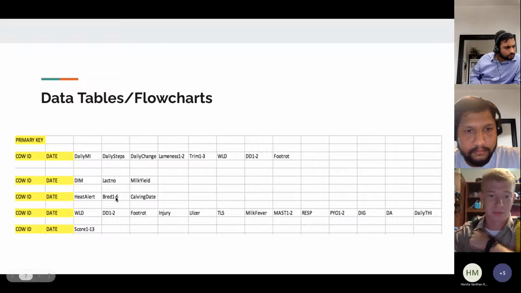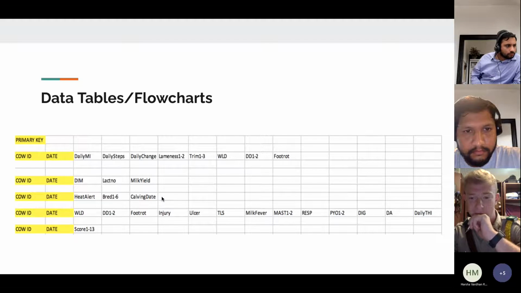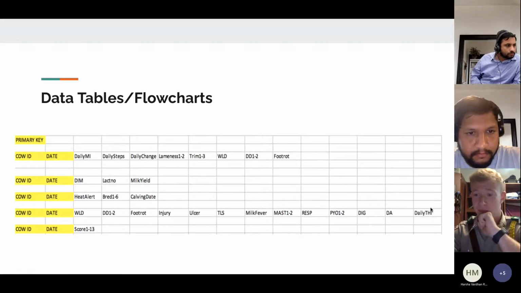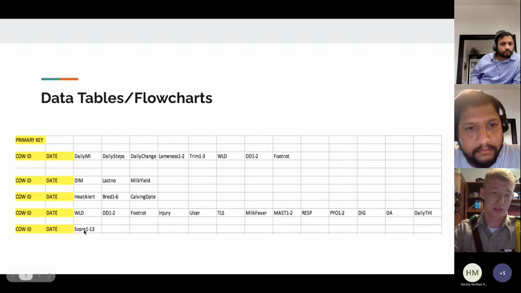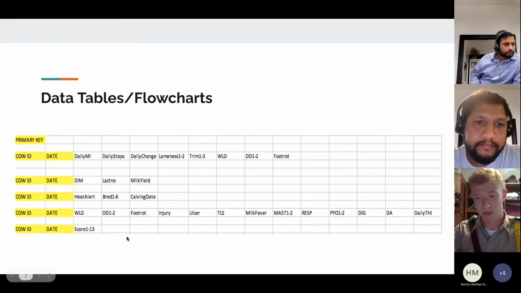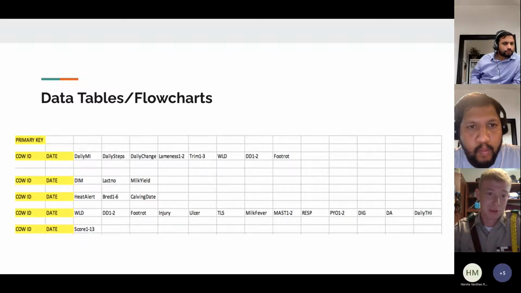Our heat alert, bred 1 through 6, calving date, all of our reproductive details are on there. You could also throw pyometra on there if you really wanted to, but that's more of a disease, so we opted to put it under our disease table. We also included the daily temperature heat index just because that has such a huge impact on overall health and disease. And then we put all of our body condition scores on the same table and just left it as is. Because there were 13 different scores taken 15 days apart, I believe is what we figured out, it just seemed more practical to put them all on the same table for our database.